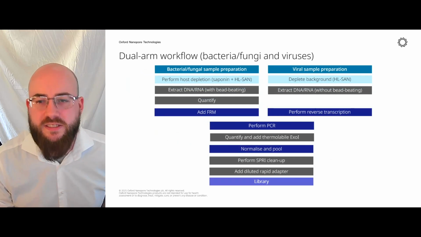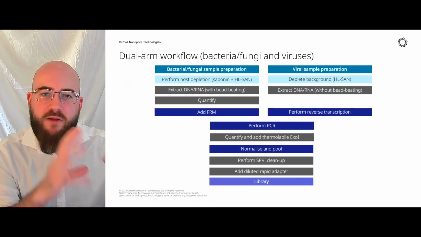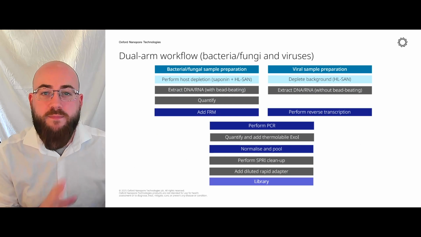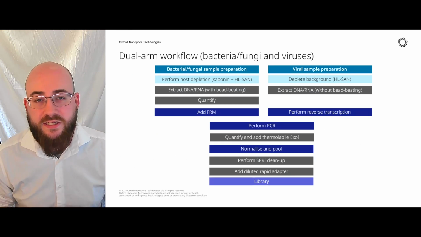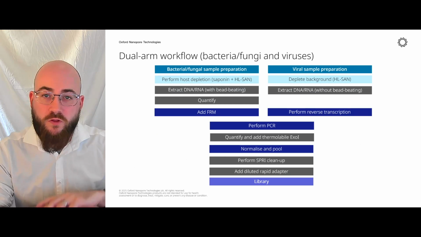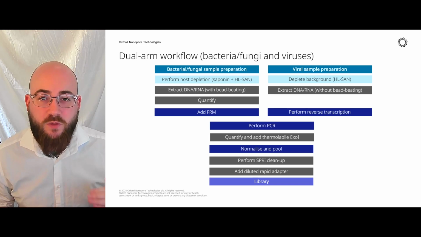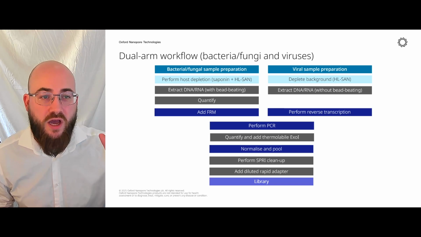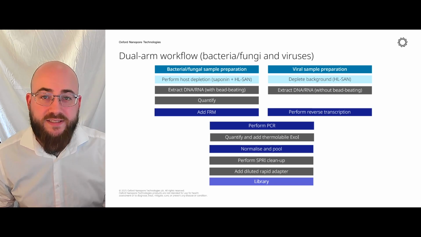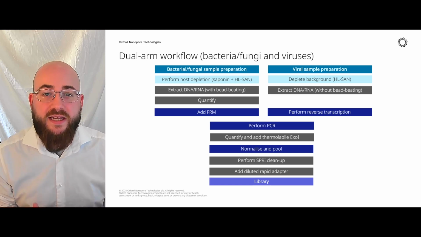So let's look at where they're different here, right? So bacteria and fungi, we're splitting them off into one side because of the way the cells are in terms of how we're going to remove the host background. That's going to mean we're going to need a depletion, right? We're going to do host depletion using saponin and HL-SAN, and then we're going to move to that extraction.